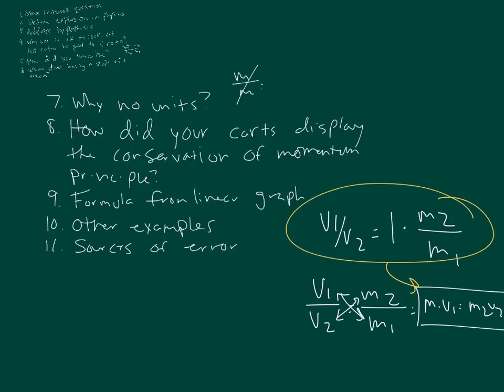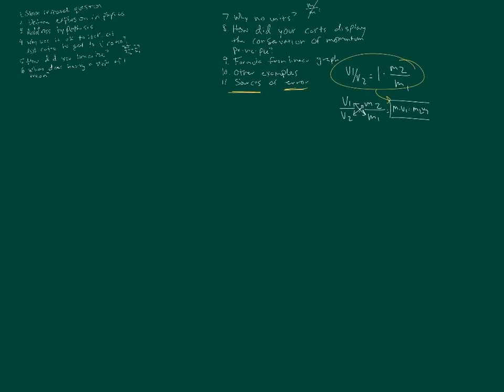Other examples: you can think of a couple other examples of explosions and how you've seen conservation of momentum. And then sources of error. This is going to be important. There was a lot of error in this lab. Not a whole lot of people got exactly 1, so I want you to talk to me about why that was. What kinds of things led to that error?